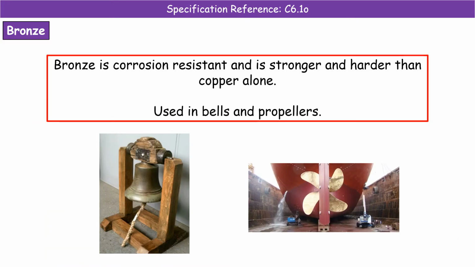In terms of our bronze, this is corrosion resistant and stronger and harder than copper alone, hence why we use it in things like our bells and our ship propellers, because we need something that's corrosion resistant if it's going to be sitting in the sea, for example, and we need it to be strong so that it doesn't bend out of shape.